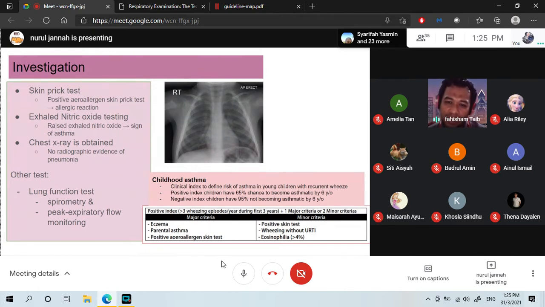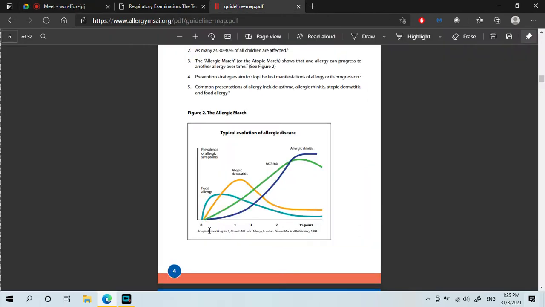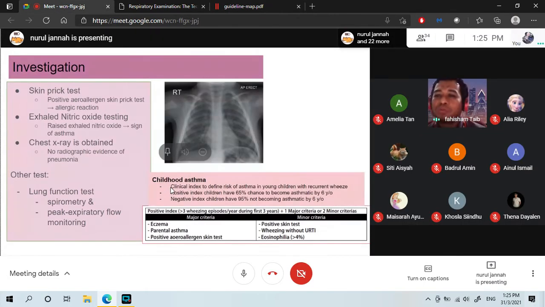And one is when it is most common. Second is the criteria for the diagnosis of it, especially in less than 5 years old, because you cannot perform any of those like nitric oxide. Chest X-ray can be done. Lung function, no way. To diagnose asthma, how do you do it?